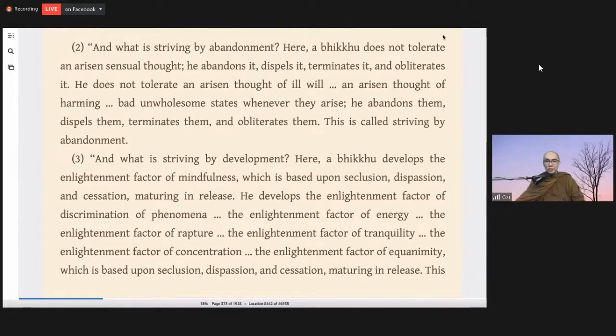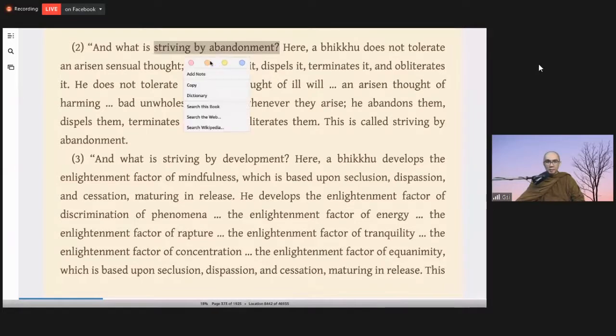What is the striving by abandonment? Then the Buddha also mentioned: here a bhikkhu does not tolerate an arisen sensual thought. He abandons it, dispels it, terminates it, and obliterates it. He does not tolerate an arisen thought of ill will, or a thought of harming. He abandons them, dispels them, and so on.